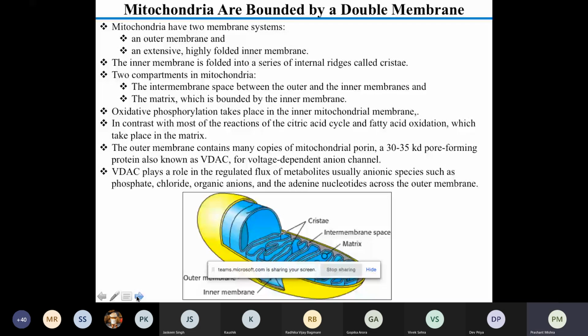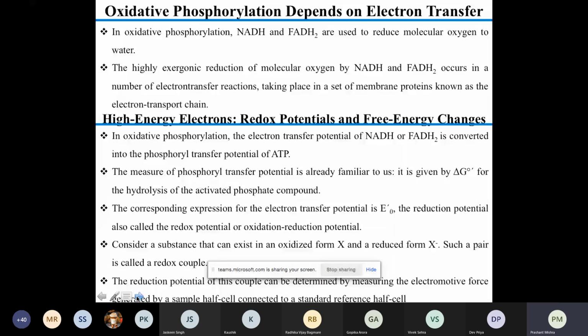This oxidative phosphorylation will, as I said, depend on electron transfer. So you have NADH and FADH2, which are reduced, and they will pass electrons to molecular oxygen. Actually, molecular oxygen is reduced to a water molecule. So that's the way the electron acceptor works, and the high energy electron is acting as a redox potential. We will also talk about electrochemistry, which you have already learned, and how electrochemical principles are applied over here.